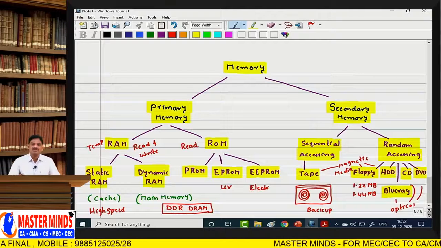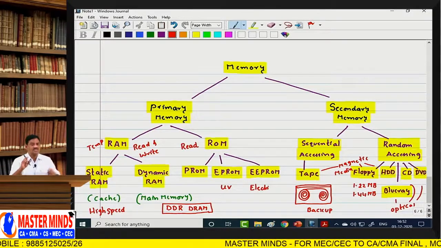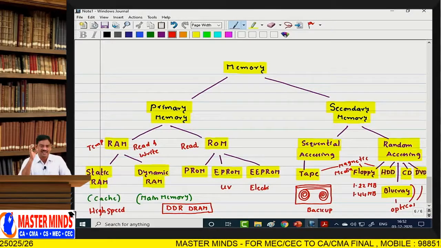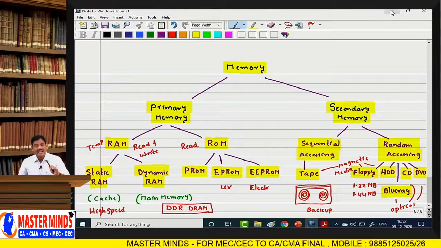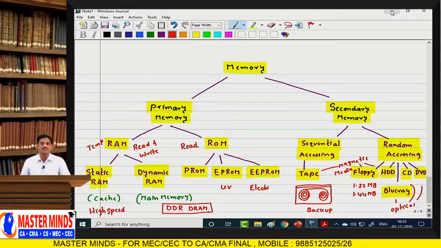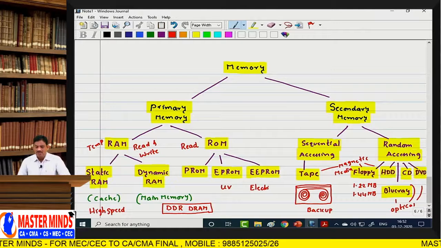So, what is meant by memory? Explain different types of memory. I have given you a chart for your easy reference. In your computer, we have 1 TB hard disk, 8 GB RAM, and i3 processor, i3 CPU.